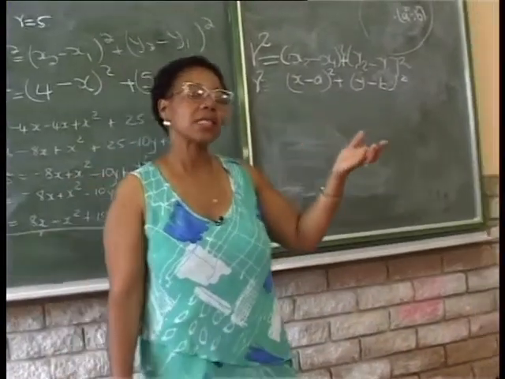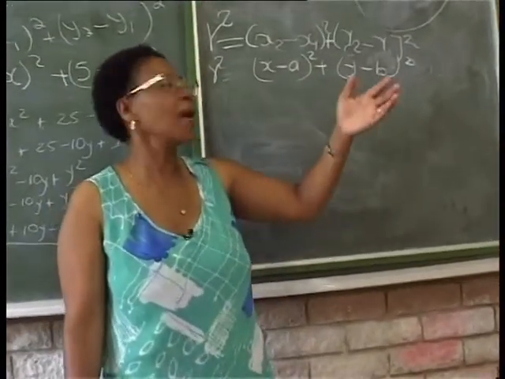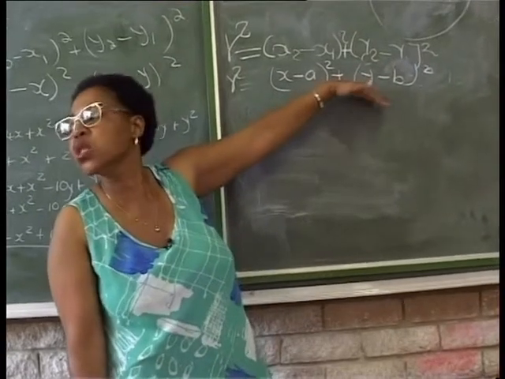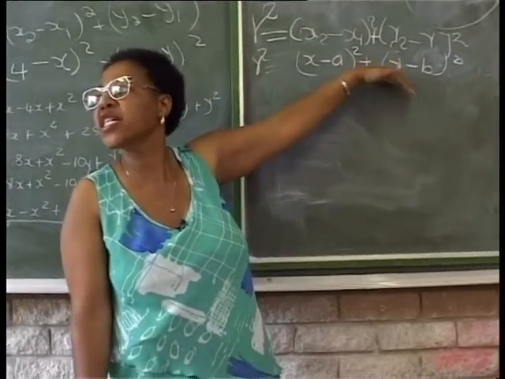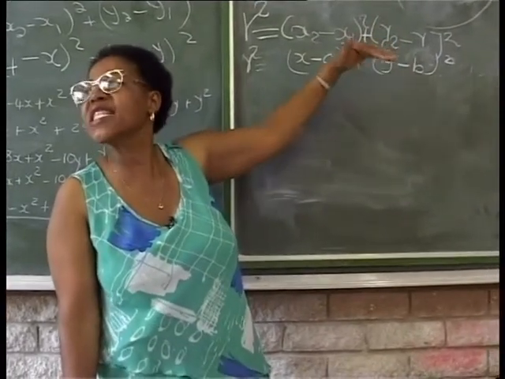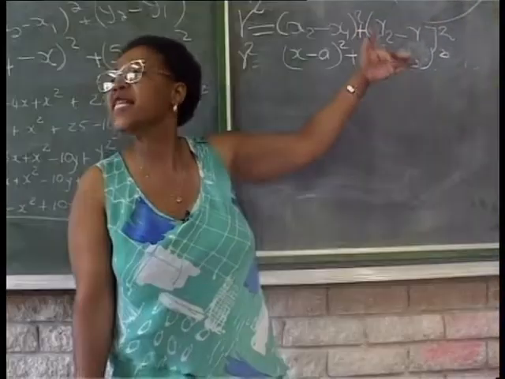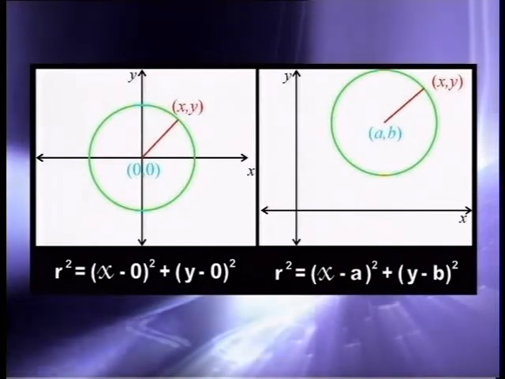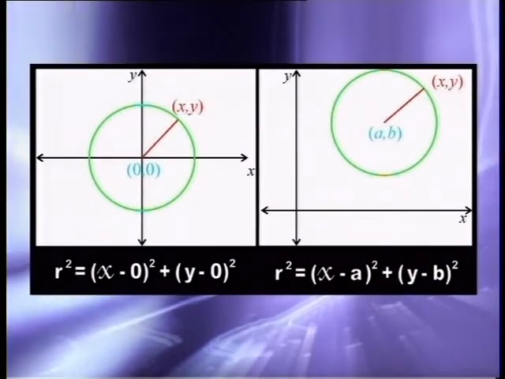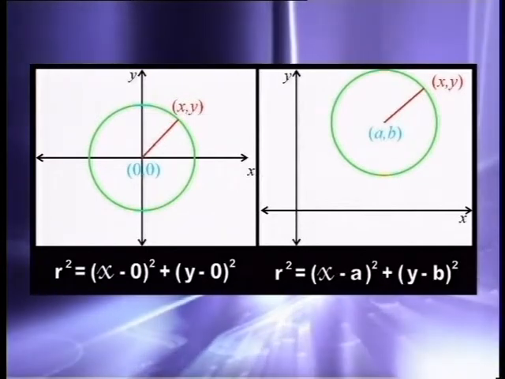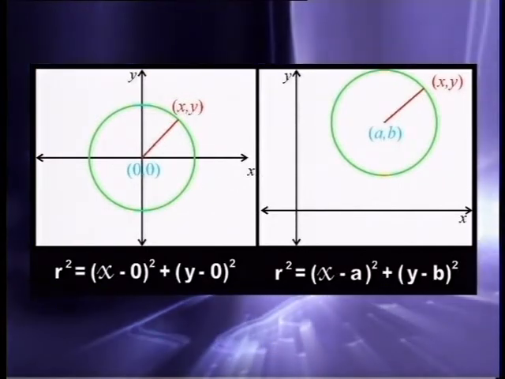In other words, for any circle, it doesn't matter, even if you don't have the center as the origin, this can be used to determine the equation of the circle. This is a general formula for determining the equation of the circle. So we see that finding the equation of the circle is merely an application of the distance formula, provided we know the coordinates of the center and the length of the radius.